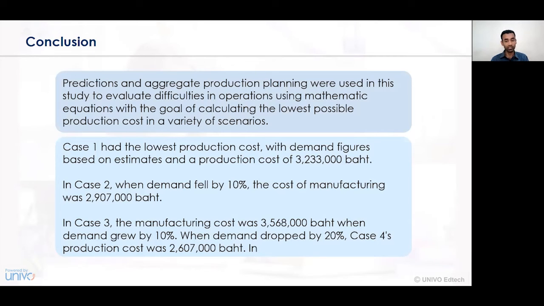In case number 1, it is 33 lakhs. In case number 2 it is 29.07. In case number 3, it is 35.68. And case number 4, it is 26.07. So there is no stability with respect to increase or decrease in the baht value. So as and when the demand or the production value increases by 20% or decreases by 20% or 10%, accordingly the value of the manufacturing cost either increases or decreases.